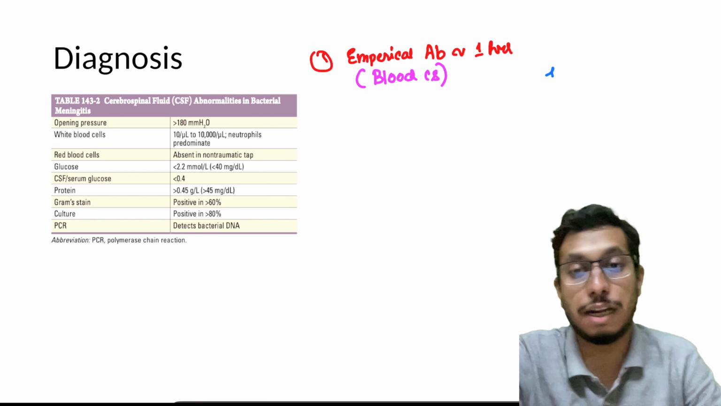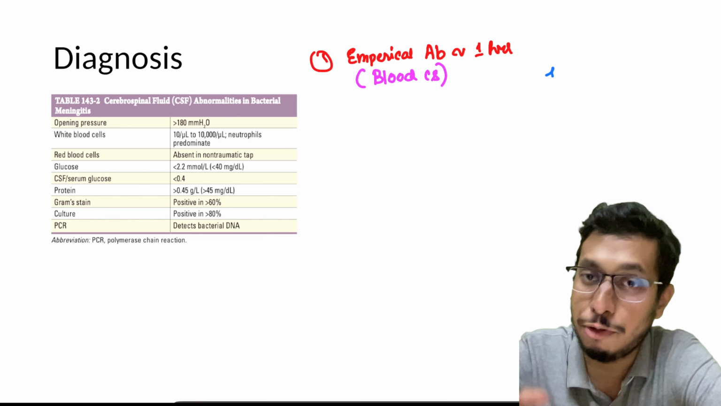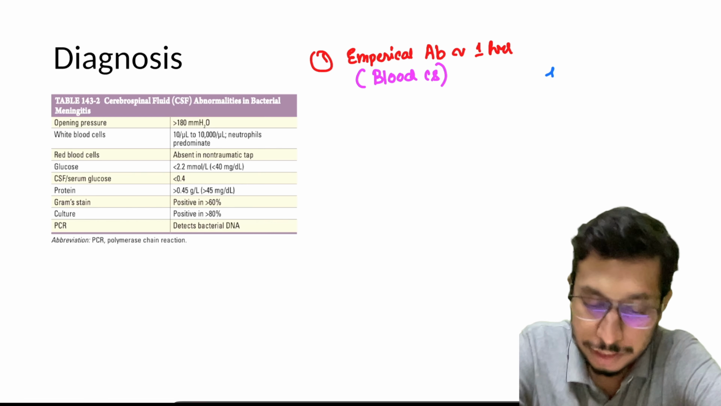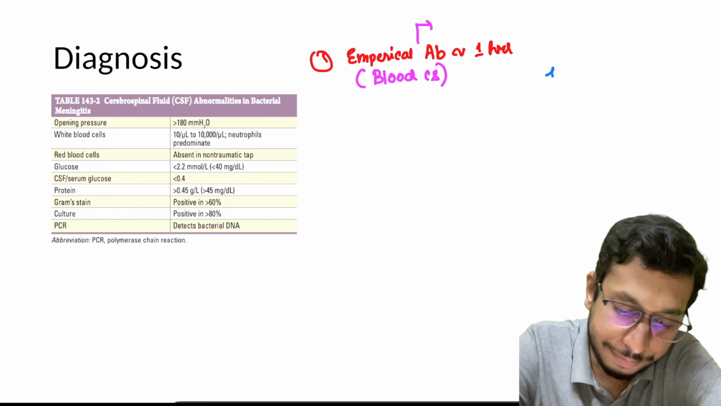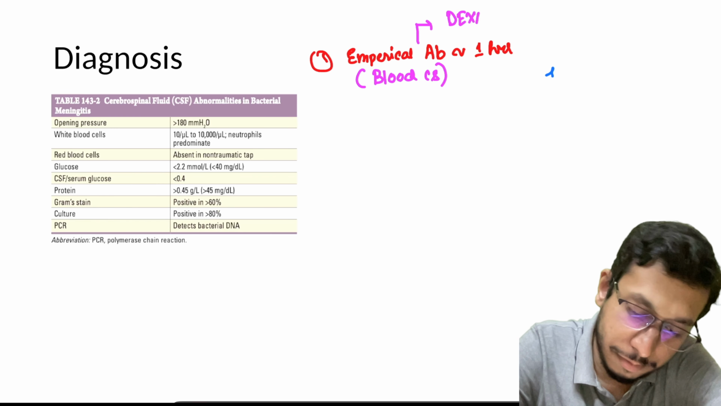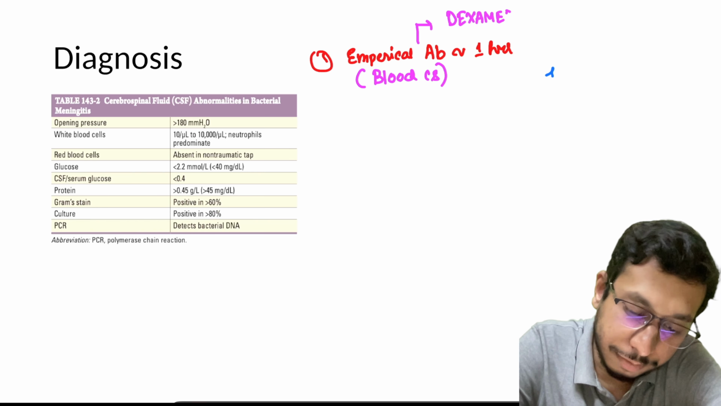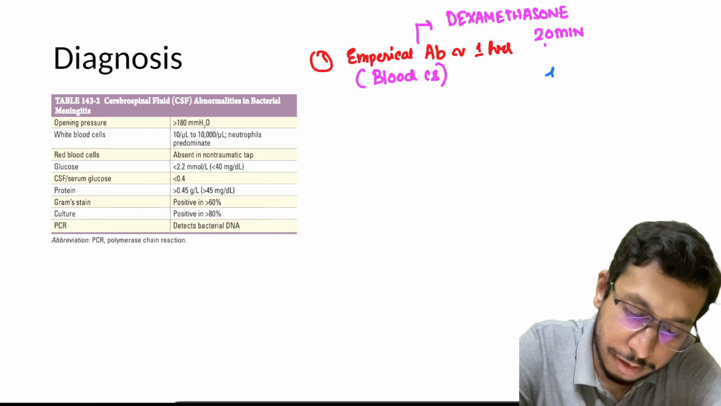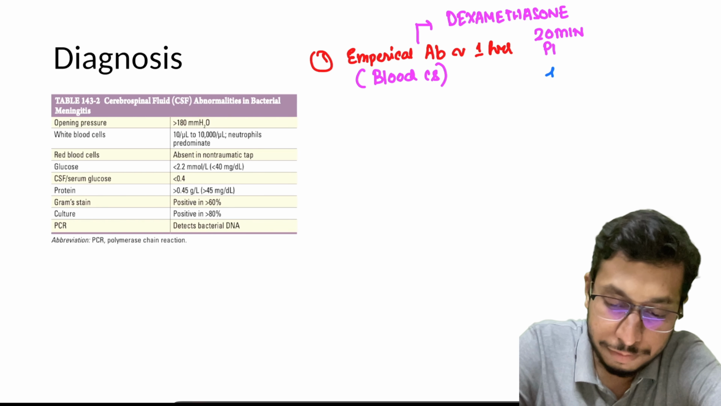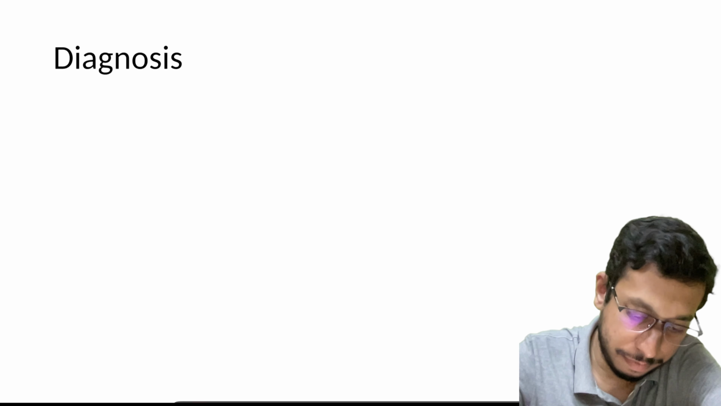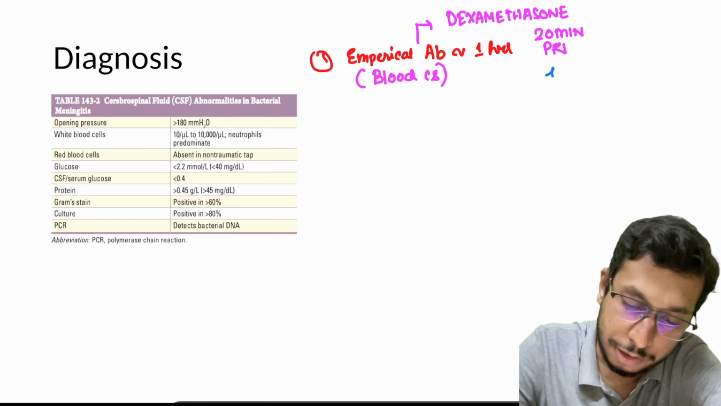Okay, collect blood culture. Along with antibiotic, you need to give dexamethasone. Dexamethasone should be given ideally 20 minutes prior to antibiotic. Okay, prior to antibiotic.